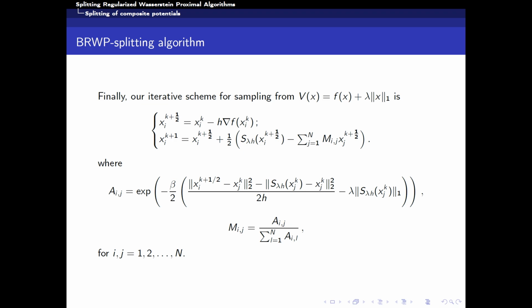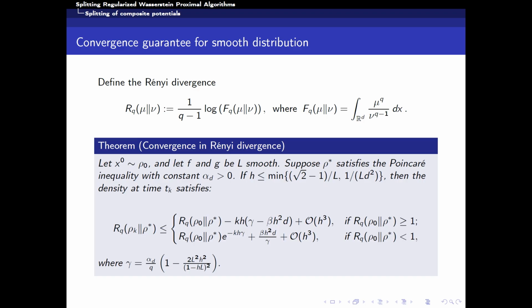Anyway, this is our iterative scheme. It is essentially a deterministic interacting particle system that helps us draw samples from a target distribution. Of course, we have a convergence guarantee, and I will not go into all the details. For the case that we have a smooth distribution, and the reason I put the smooth distribution as the first theoretical result is that for this case, we can get a pretty nice result, some kind of exponential convergence.